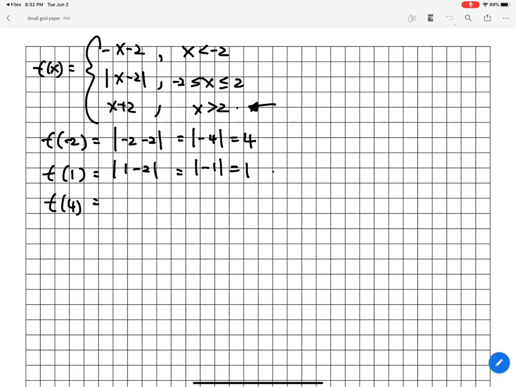So we have to use the equation x plus 2. So f of 4 is 4 plus 2, which is equal to 6.